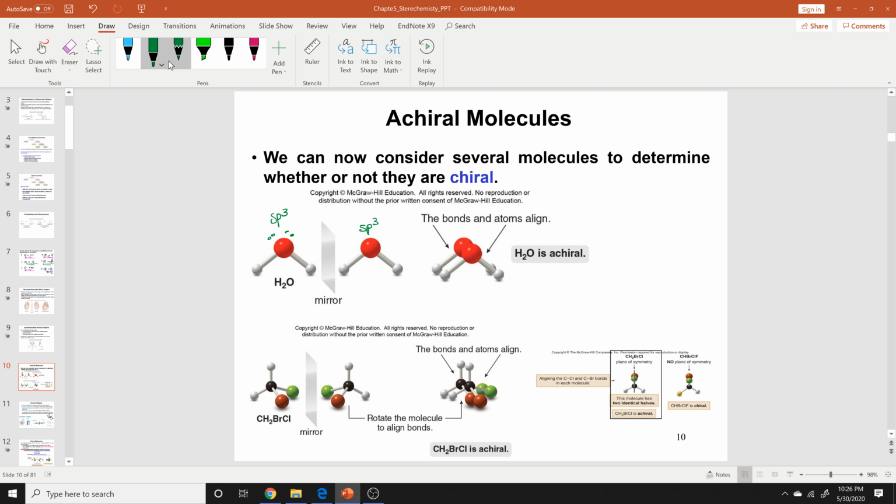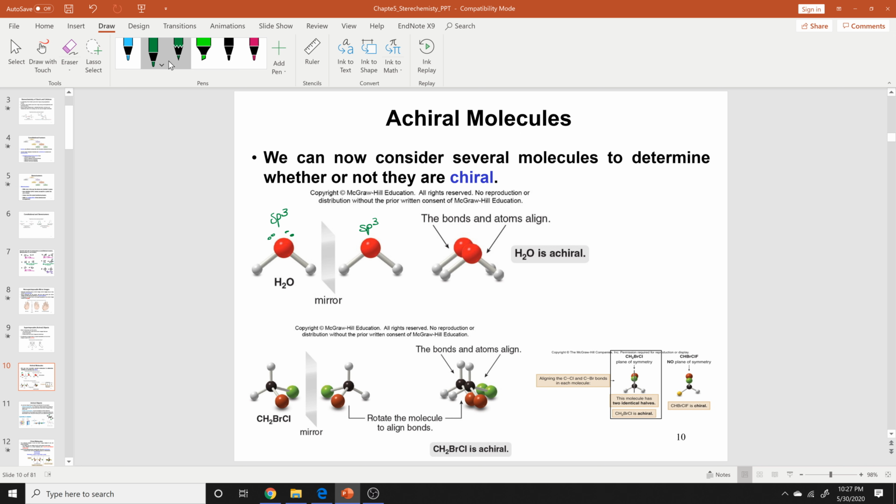On the other hand, if I have a molecule that is surrounded by three different groups, like for example here, CH2BrCl, this carbon is surrounded by three different groups. A hydrogen, so you have two hydrogens in here, this is one group. And then you have a bromine over here, and then you do have a chlorine over there. Let's go ahead and put their mirror image.